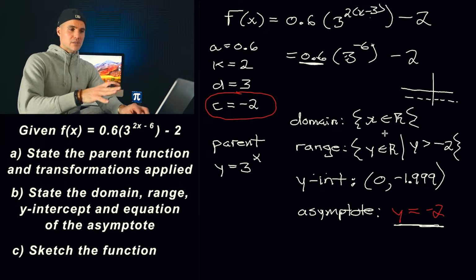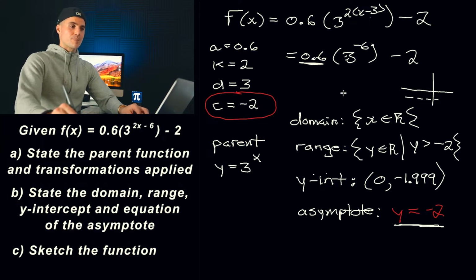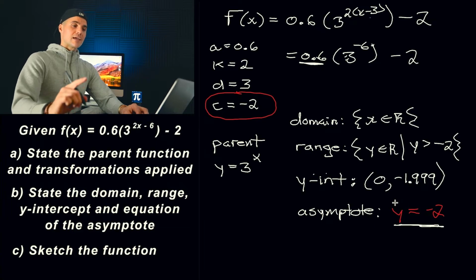So you could play around with these different kinds of transformations in Desmos, and you'll always notice the range always depends on the sign of the a value and whatever the horizontal asymptote is. It doesn't depend on the sign of the k value.